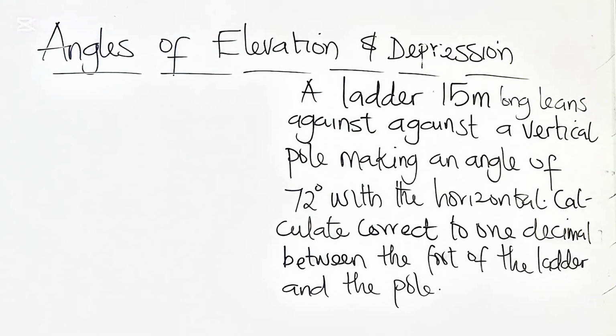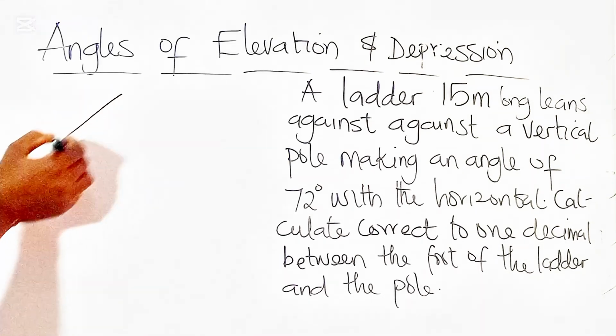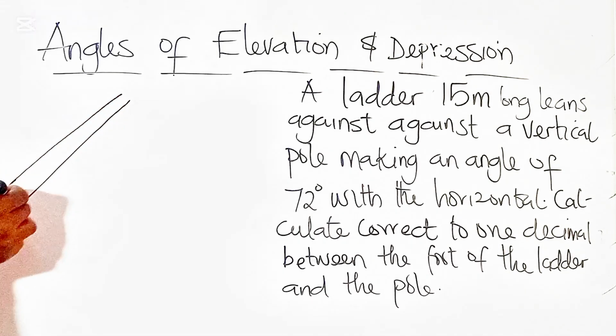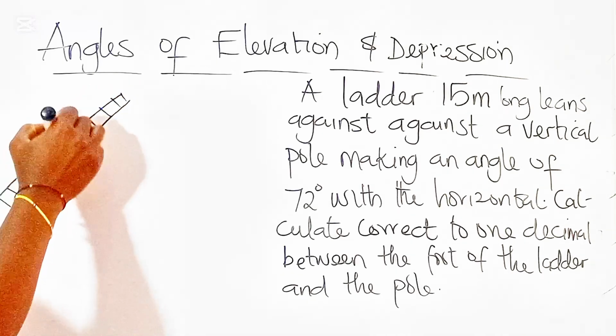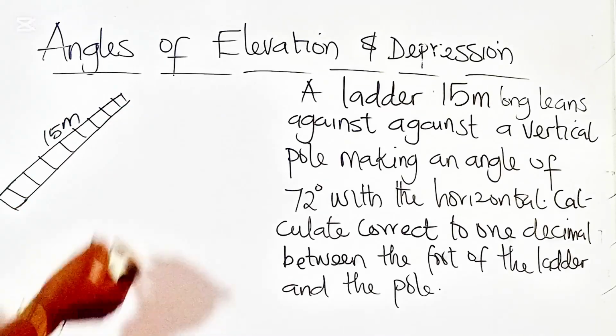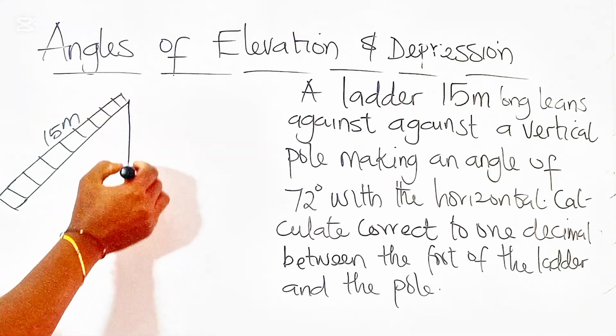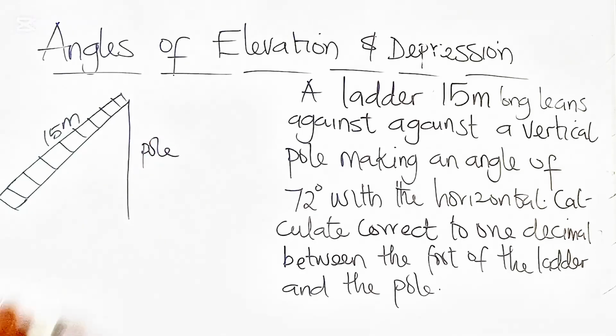And we have our second question here. I want you to pause this video and see if you can attempt this question. A ladder 15 meters long leans against a vertical pole. Because the ladder is leaning against a vertical pole, it's going to be slanted, right? So we have our slanted ladder in this form, which is 15 meters long. Leans against a vertical pole, so this is our pole, and making an angle of 72 degrees with the horizontal.